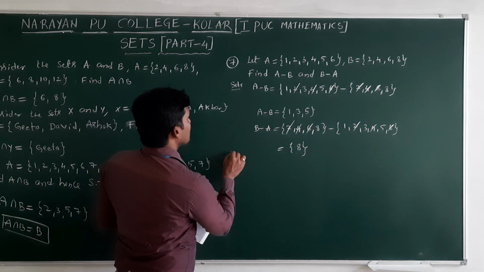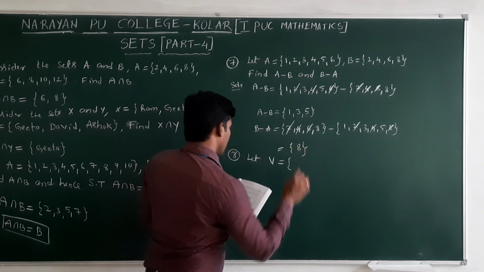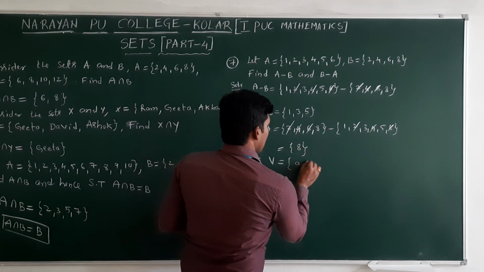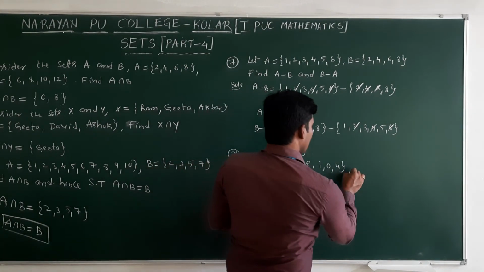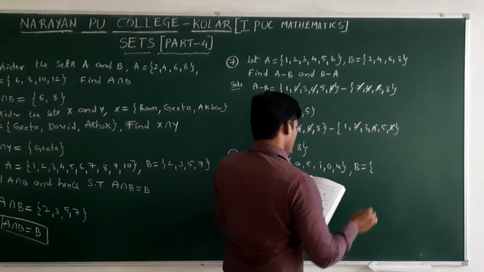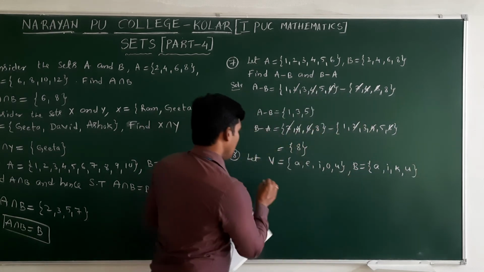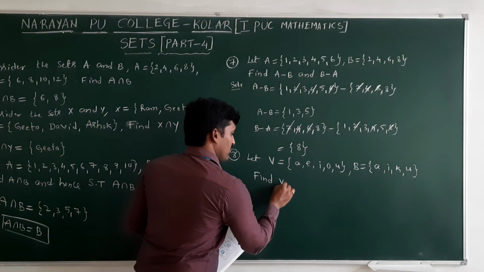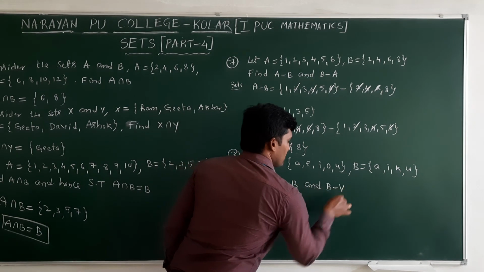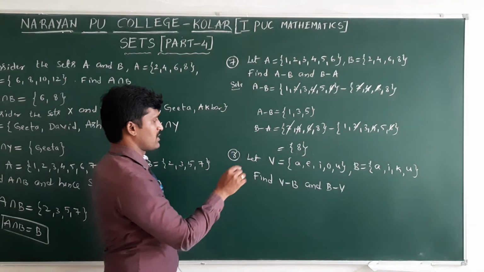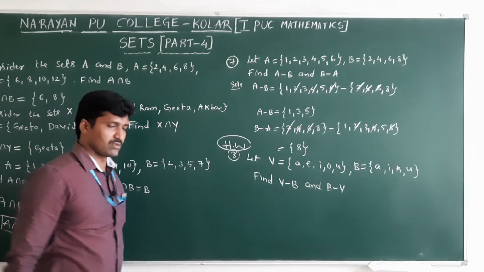Next example. Let capital V equal to A, E, I, O, U. B equal to A, I, K, U. Find V minus B and B minus V. How did we do here? A minus B and B minus A, same concept only. This question is homework. Same model. Try to solve this question.